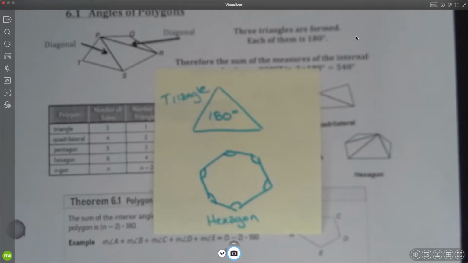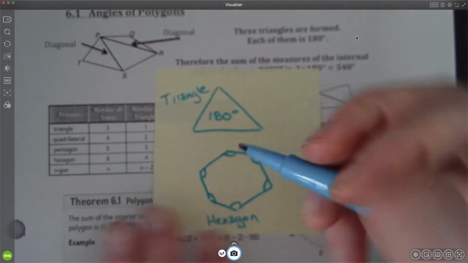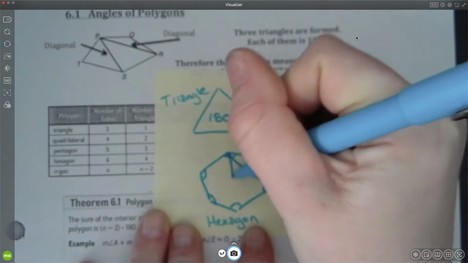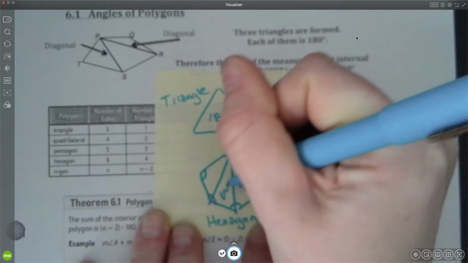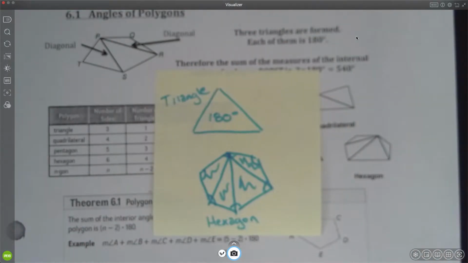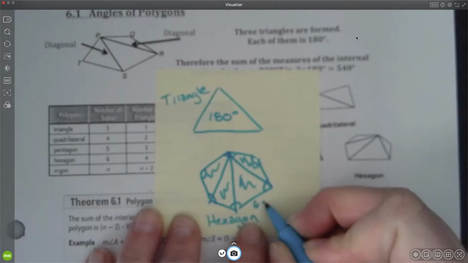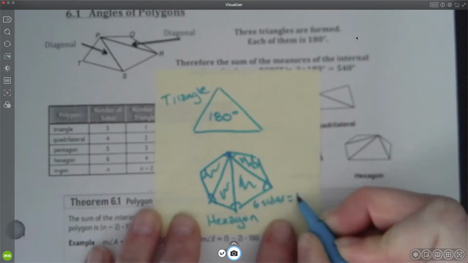Make it into triangles. So this hexagon, I'm going to take and I'm going to section him off. Like here's a triangle, here's a triangle, here's a triangle, here's a triangle. Do you see how I did that? I could have drawn those lines differently, right? But I just sectioned him off into different triangles. How many triangles are there? Okay, so a hexagon or a six-sided figure has 4 triangles.